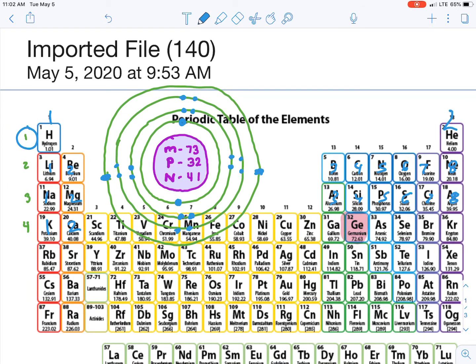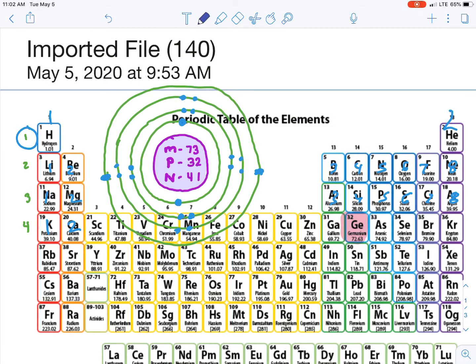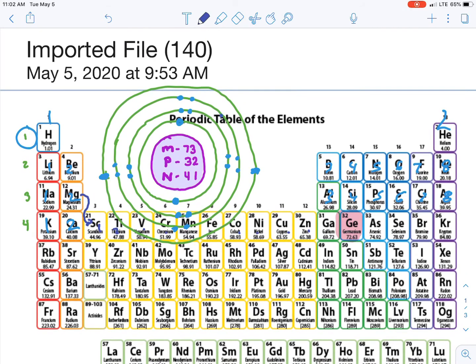Now, why didn't I go through here? Because these are not row 4. These are row 3, right? The D block is displaced by 1 spot. So this is back into 3. So we're going to have 1, 2, 3, 4, 5, 6, 7, 8, 9, and 10. 10 more into row 3.